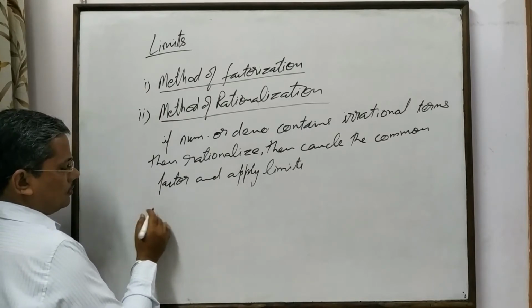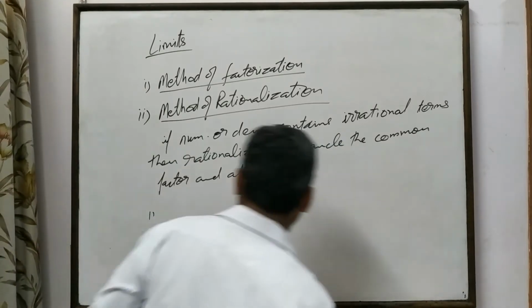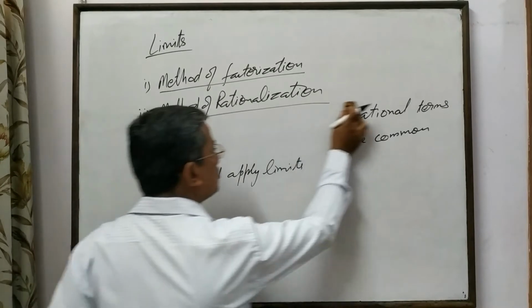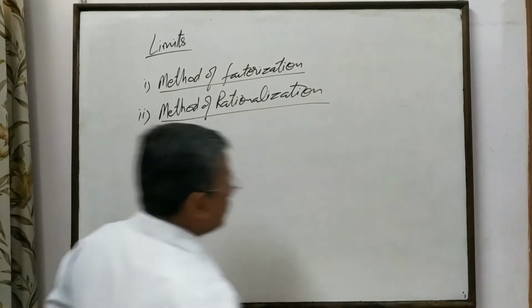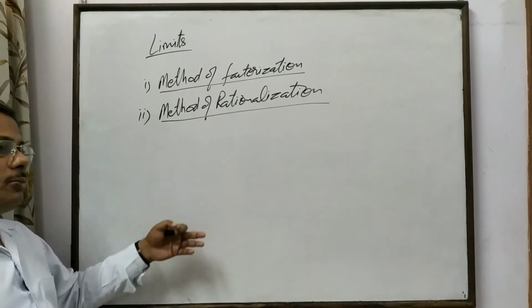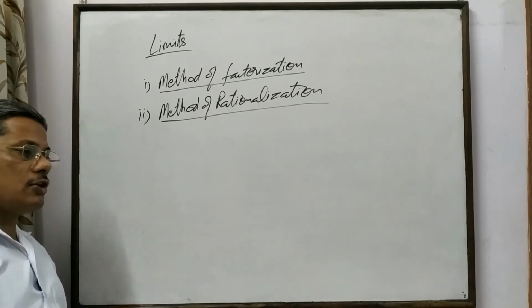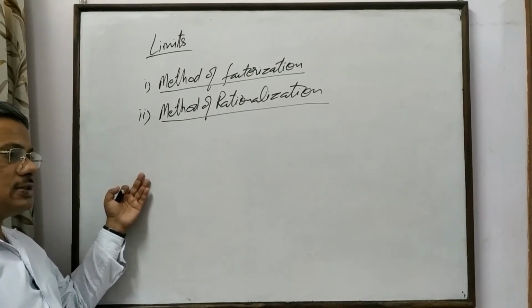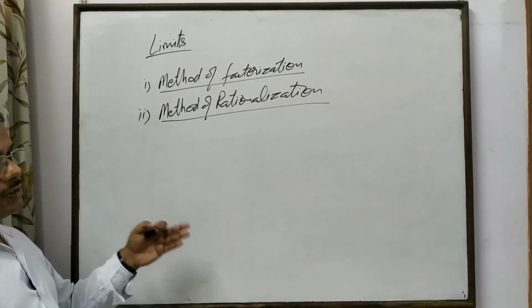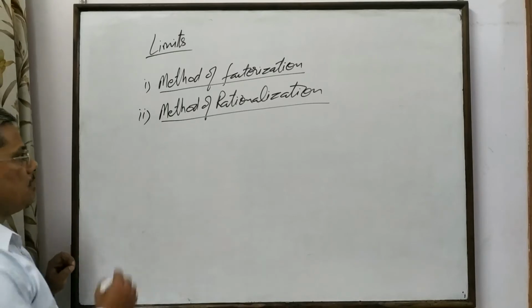Third method, you have limits at infinity. So in method of rationalization, what do we do? Say numerator or denominator both contain, or any one of them contains irrational factors, rationalize those irrational factors, cancel the common factor, then apply the limits.